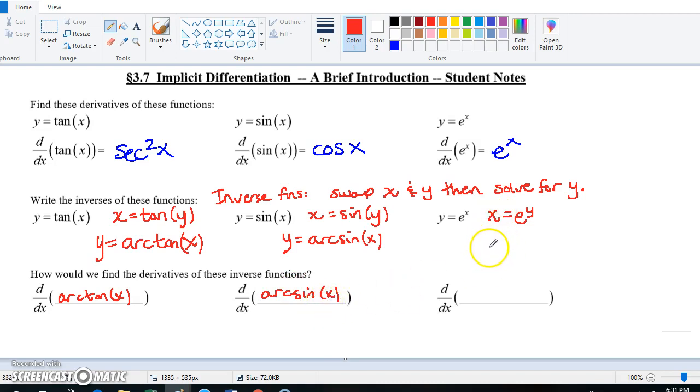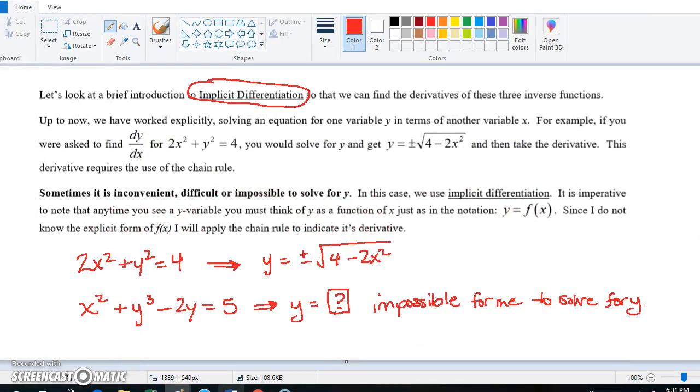Last function, y equals e to the x. Solving for the inverse, y equals the natural log of x. Today we will find the derivative rule for the natural log of x. In order to do this, we need to use something called implicit differentiation.